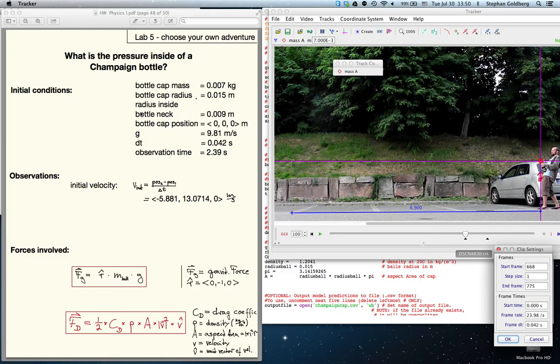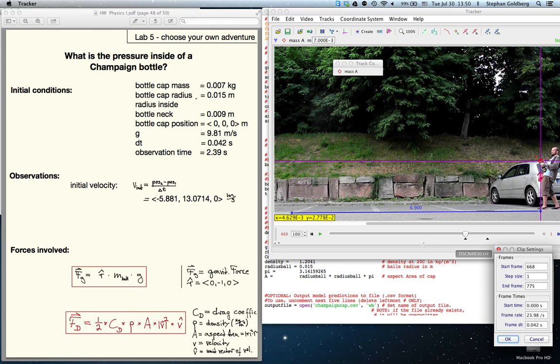Hello, this is Lab 5, Choose Your Own Adventure. This week I wanted to calculate the pressure inside of a champagne bottle. Here's the setup. The bottle cap's mass I determined, the bottle cap's radius, important for the aerodynamics, and the radius inside the bottleneck, important for determining the pressure in the end.